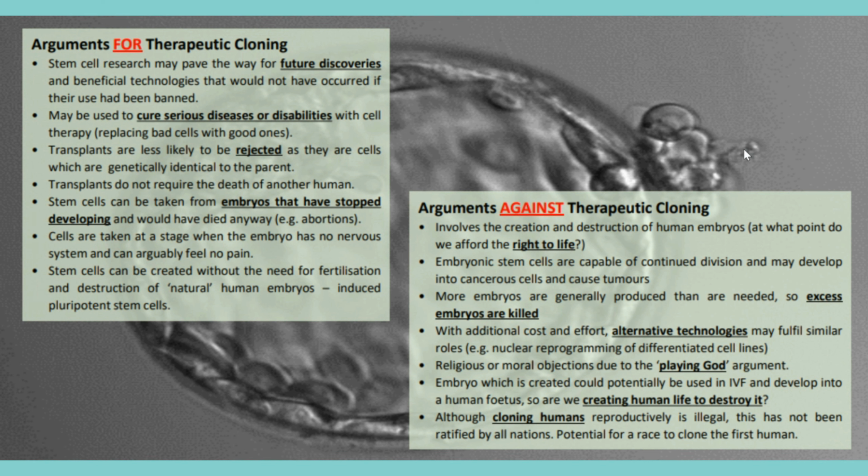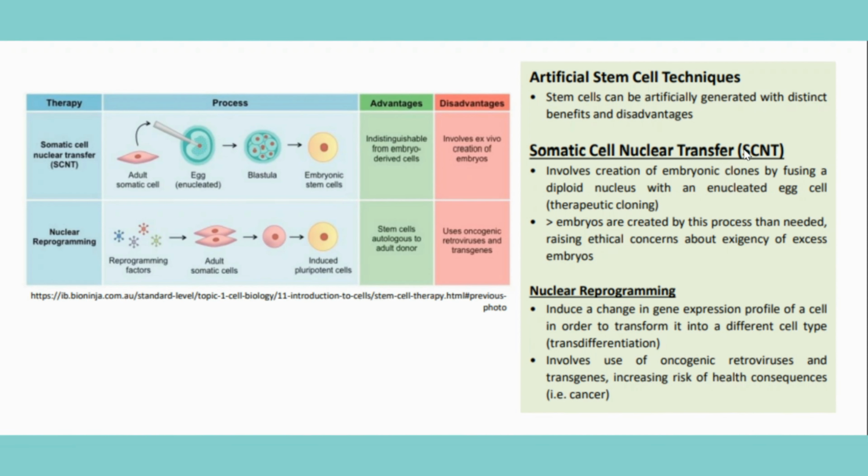You also have religious and moral objections, which people call the playing god argument, which they use against stem cell therapy or therapeutic cloning. So these are certain arguments for and against that you need to know for the exam. It often does come out as an essay question, 4 marks, sometimes 6 marks, sometimes 8 marks. It really depends; they can ask you to discuss the benefits and disadvantages, for example, or advantages and disadvantages, benefits and limitations of therapeutic cloning or stem cell therapy.